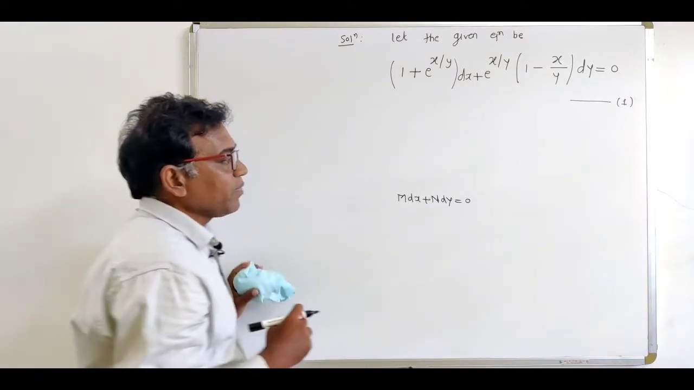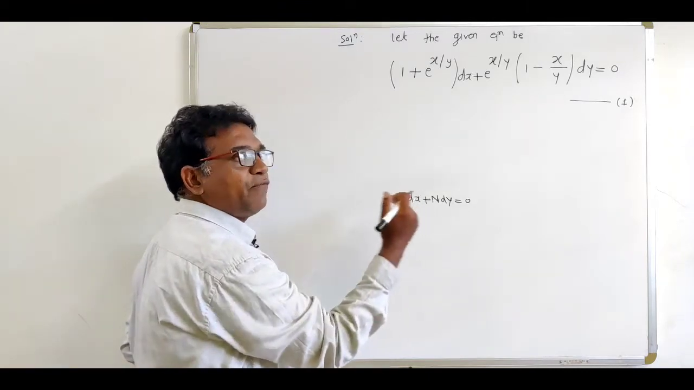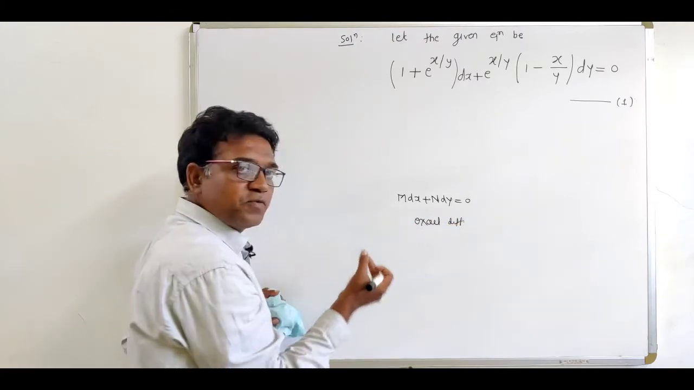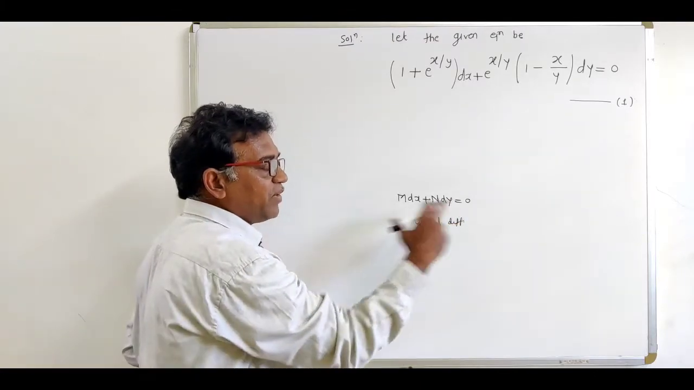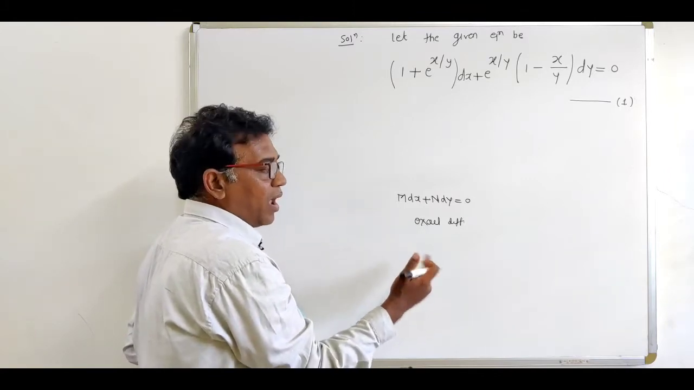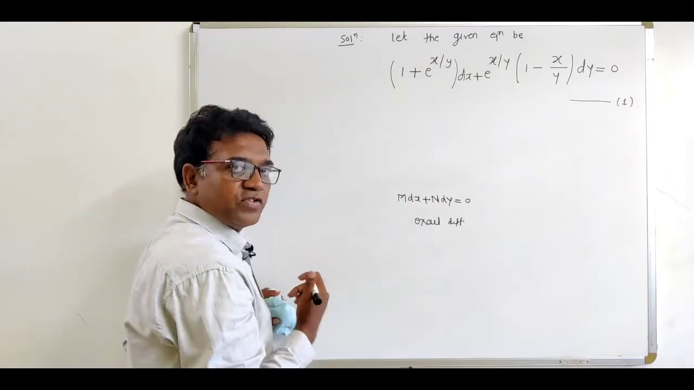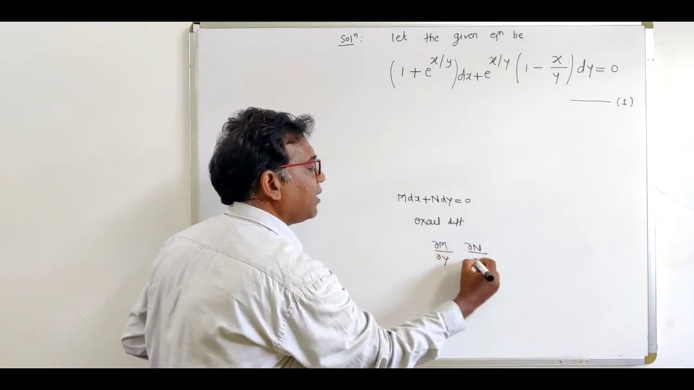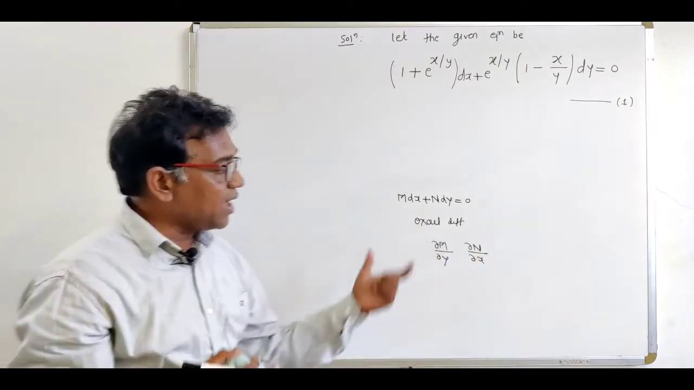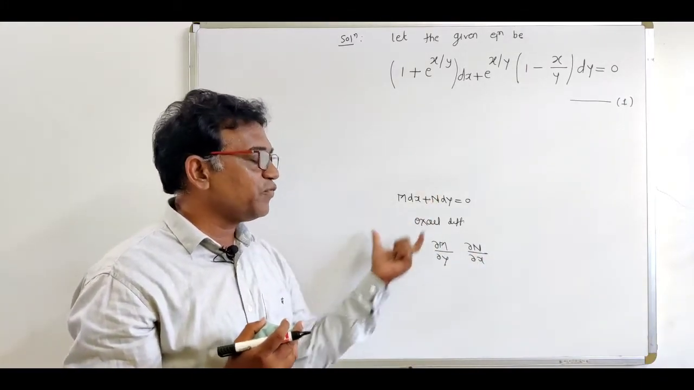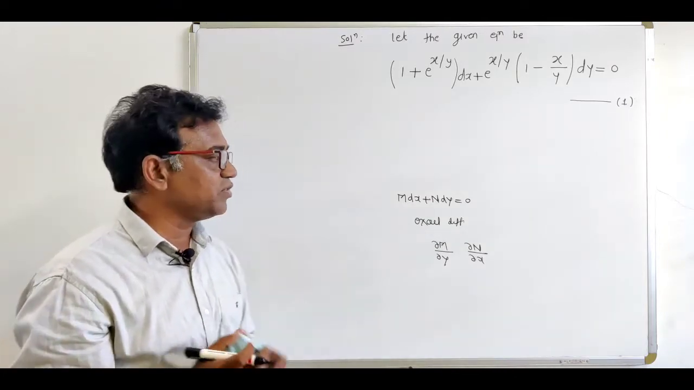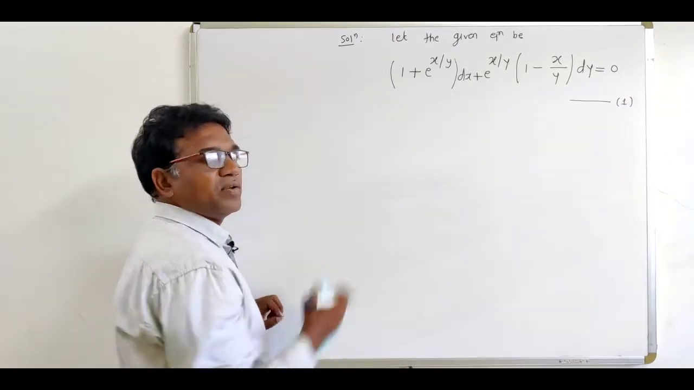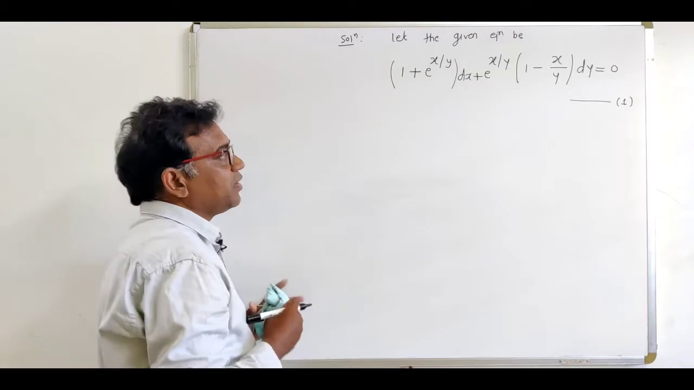So what is the first step? First of all, we have to check this differential equation for exact differential equation. And how to check it? We have to find out these two partial derivatives, del M by del y and del N by del x. If they are equal, then we can say that the differential equation is exact. So this is the first step: check the given differential equation for exactness.